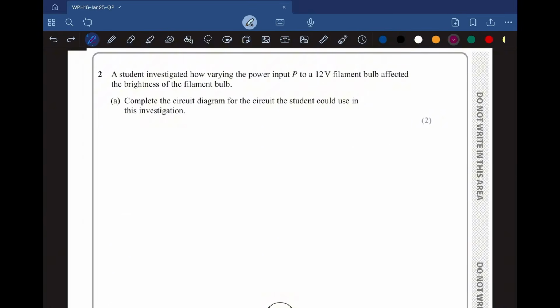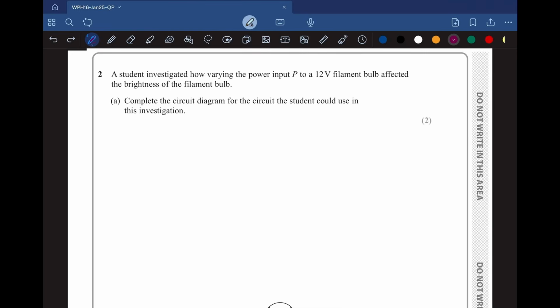In question number 2, it says a student investigated how varying the power input P to a 12-volt filament bulb affected the brightness of the filament bulb. Complete the circuit diagram for the circuit the student could use in this investigation. Now this is a very easy question because it says you are going to vary your power input. To vary the power input, we'll have to vary the current. And how will we vary the current? We will have to use a variable resistor. As the resistance of the resistor changes, the current in the circuit will change.